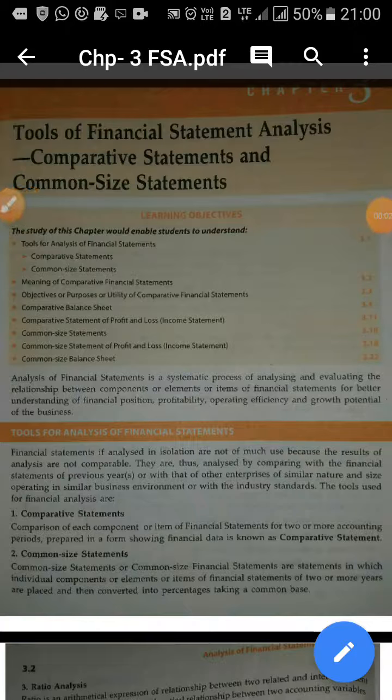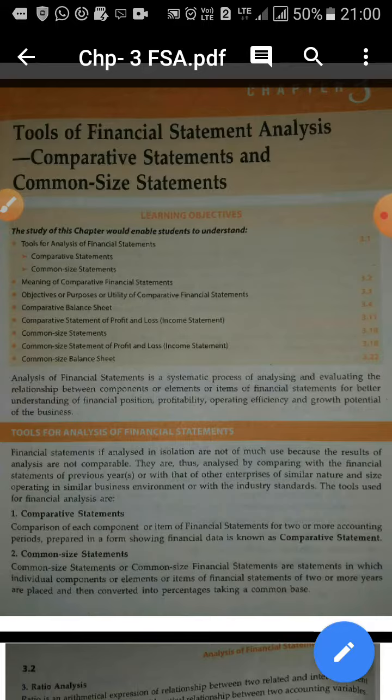So let's start the third chapter, that is tools of financial statement analysis, which is having comparative statements and common size statements. Now in this, basically, what is the tools of financial statement analysis we should understand first. Tools are basically the statements or the analytical things like ratios or other statements which help in comparison of various data of an organization or of a company.